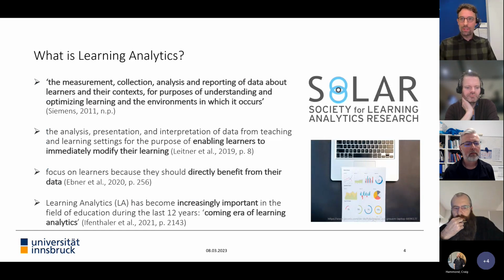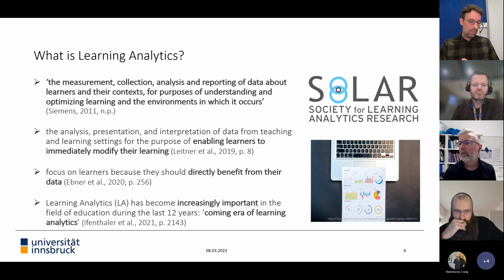What is learning analytics? The Society for Learning Analytics Research, in short SoLAR, defined the term learning analytics ahead of the first International Learning Analytics Conference in Alberta, Canada. And they defined the term as follows. Learning analytics is the measurement, collection, analysis, and reporting of data about learners and their context for purposes of understanding and optimizing learning and the environment in which it occurs.